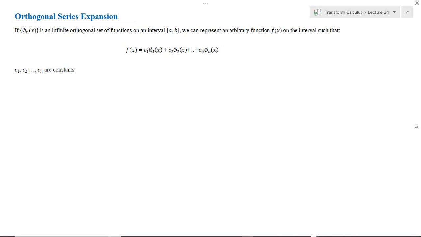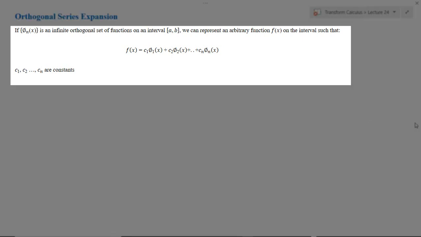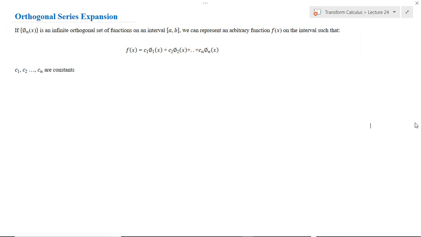So in the last lecture, you saw that we can represent any vector in space using three mutually orthogonal vectors. So we have the same for functions. If we have a set of functions phi n x, an infinite orthogonal set of functions on the interval a to b, we can represent any arbitrary function like f(x) on the interval such that f(x) is equal to c1 phi 1 plus c2 phi 2 plus up to cn phi n(x). And in this case, c1, c2 up to cn are all constants, and we have to find these constants.